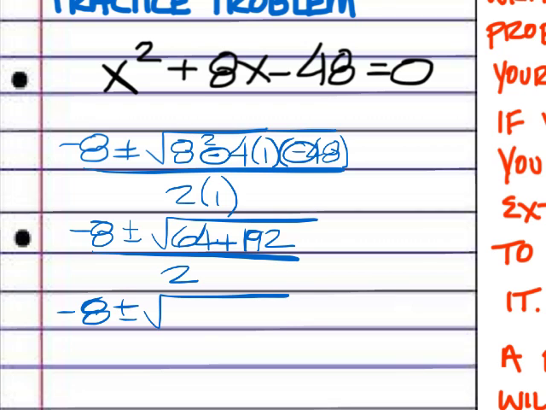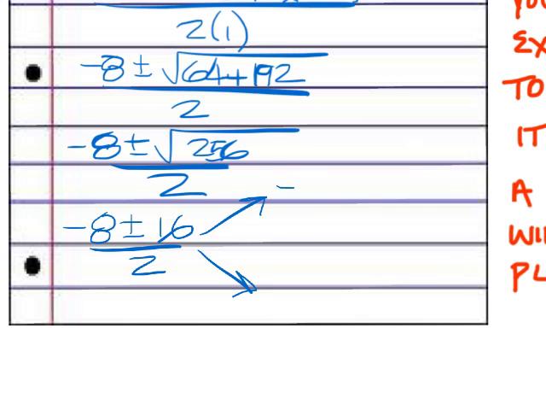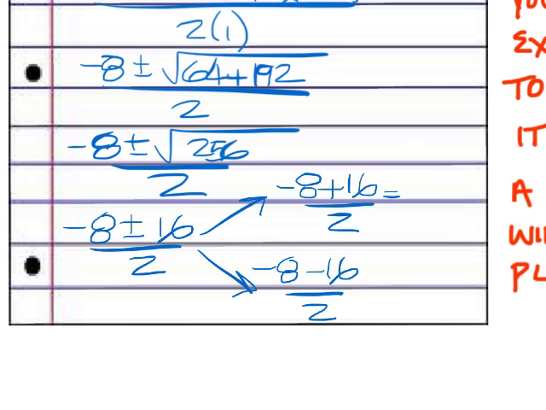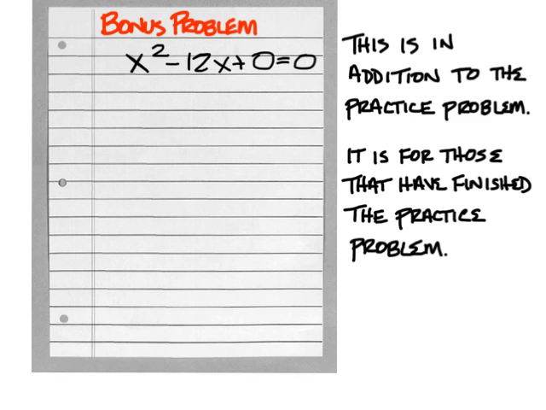Now underneath the square root sign, 64 plus 192 is going to be 256. And then we're going to have to find the square root of 256, which is 16. Now you have two problems to do. One is negative 8 plus 16 over 2, and the other one is negative 8 minus 16 over 2. This is 8 over 2, and this one is negative 24 over 2. Answer there is 4, or the answer is negative 12.